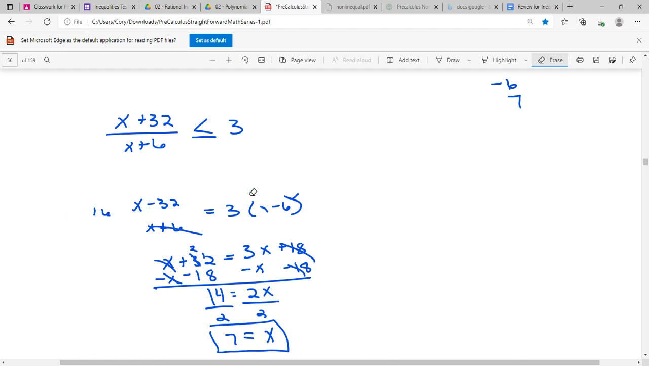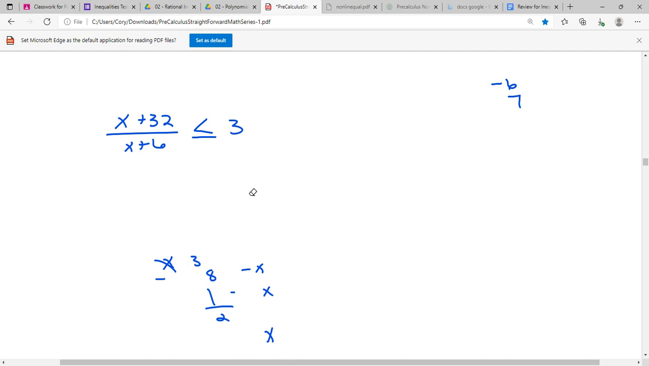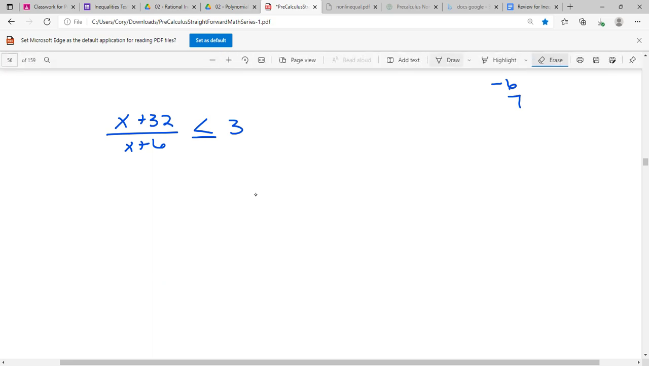So those are my two numbers. Now I'm going to set up my intervals, and then test to see which ones work. My intervals are going to be first negative infinity and then negative 6, and that is a rounded bracket because that's related to my bottom number. Then I'm going to have negative 6 to 7, and that's a squared bracket because it's less than or equal to 3. And then I'm going to have 7 to infinity.